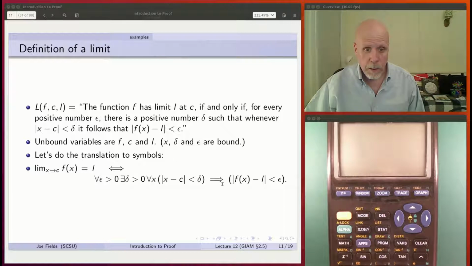That was driving me nuts, that the thing was going off the side of the window. I just took a second and recompiled the slides so that I fixed the spacing a little bit. Yeah, same thing though. We were talking about this: for every epsilon, you can find a delta, for every x. If x is within delta of c, then f of x will be within epsilon of L. That's the definition of the limit.